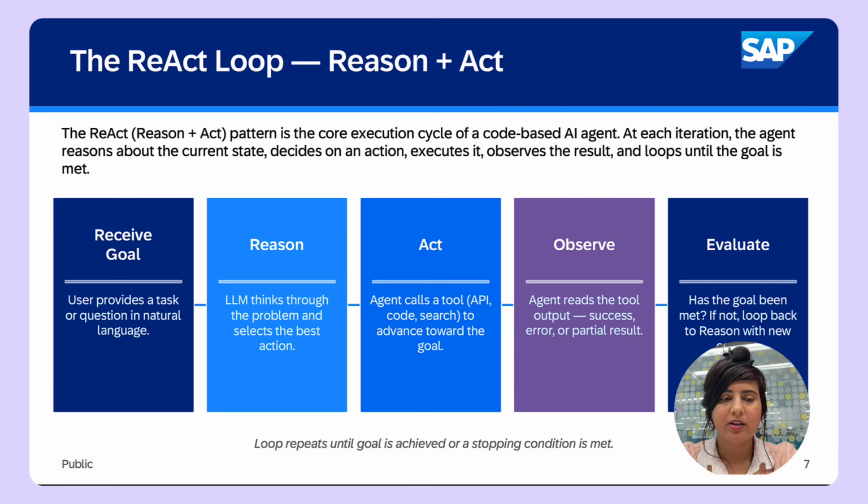First, the agent will receive the goal, that is, the user will provide the prompt to the AI agent in natural language. Then the LLM thinks through the problem and selects the best tool. Then the action is performed using the tools. The result of the tool output is observed, and then evaluated to check if the goal has been reached. If it is not, then it is looped again.